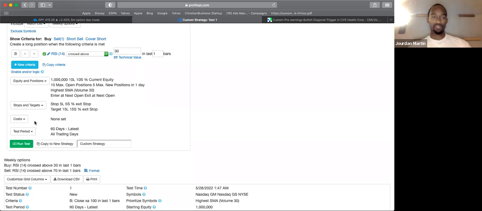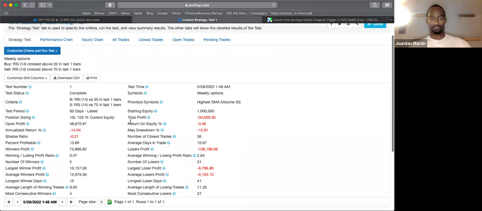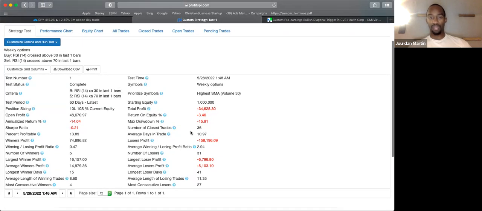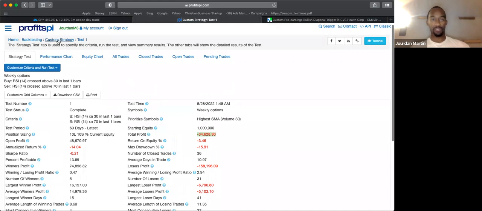I'm not about to change all this, but just to show you, running a simple test. So look at this, right? This obviously turned out to be a strategy that would have lost. You'd be down $34,000 if you were trading a $1 million account following this strategy with this position size.